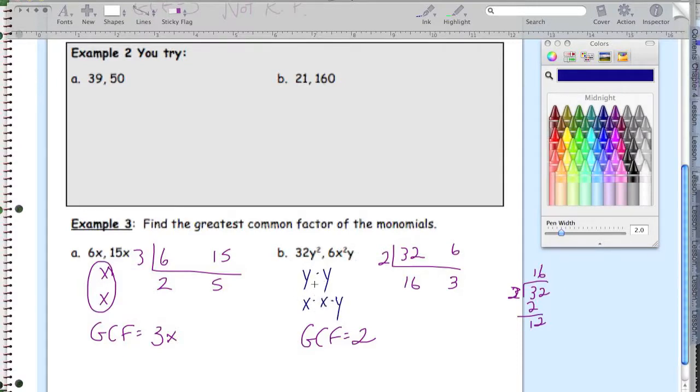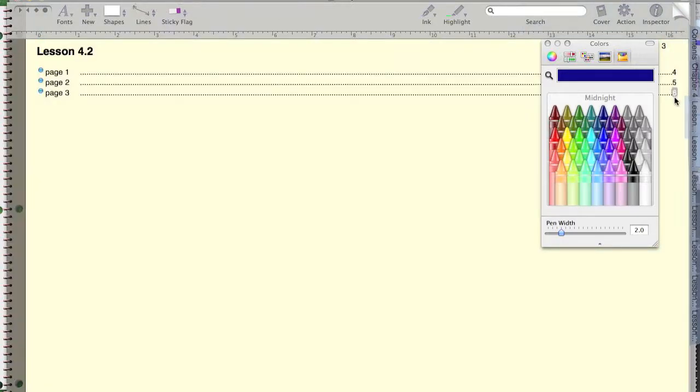So I look and see what's in common. What can I circle? Well, I have a pair of y's. If I have a pair of them, I write it down. And these are all extra, so I just don't count those. Those are extra, and my GCF is 2y. All right, we have one more page, and we're all done.